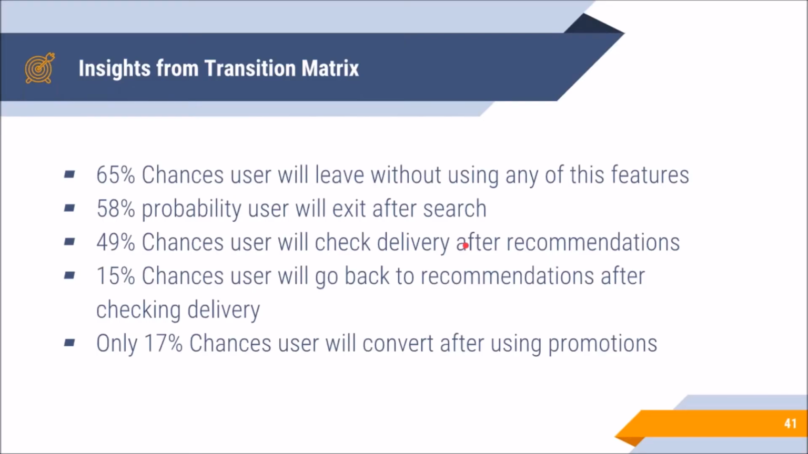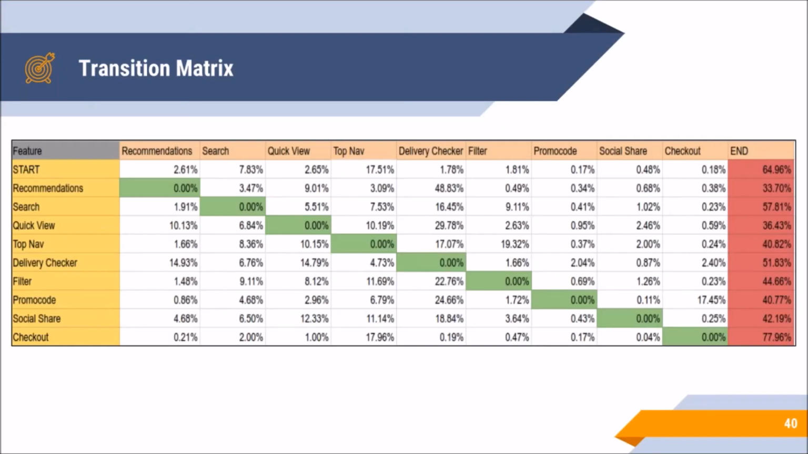Another insight is that there's a 49% chance that a user will check delivery after the recommendations, and a 15% chance that the user will go back to recommendations after checking delivery. These two insights are really correlated. If we go back to this transition matrix, we can see that from recommendations, 48.83% of users are going to check for deliveries. What it means is that our recommendations are really interesting for the users, and after seeing these recommendations, they check whether these products are delivered to their area or not.